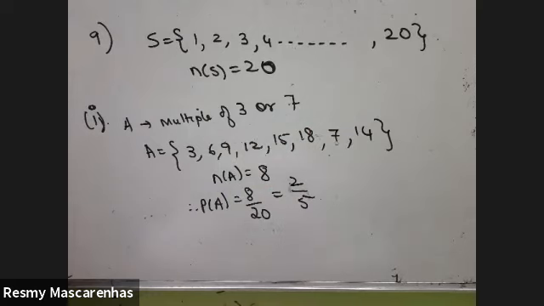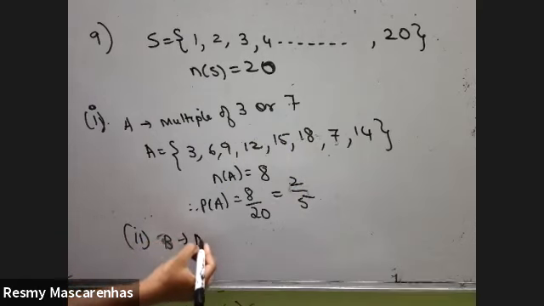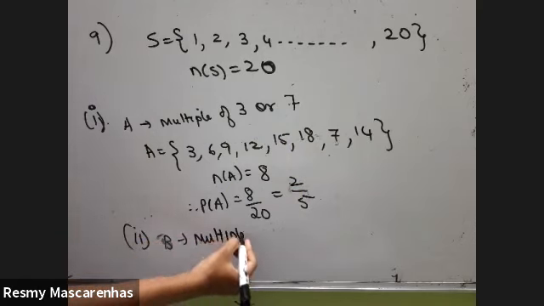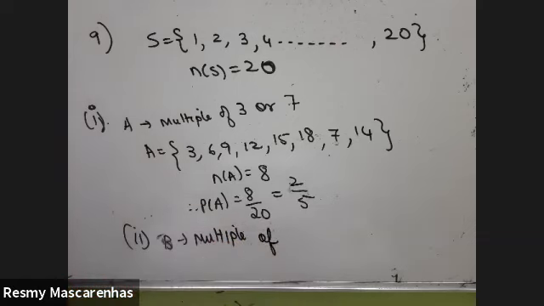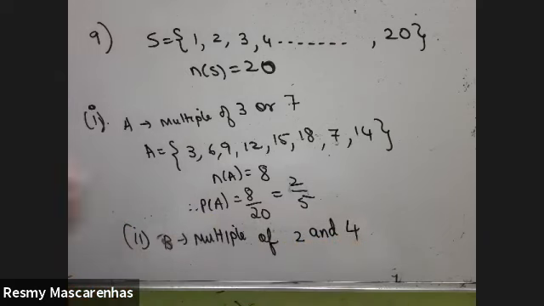So "or" means you can take both. Second option, I'll just add one more question. Second is, you can consider B as a multiple of 2 and 4.